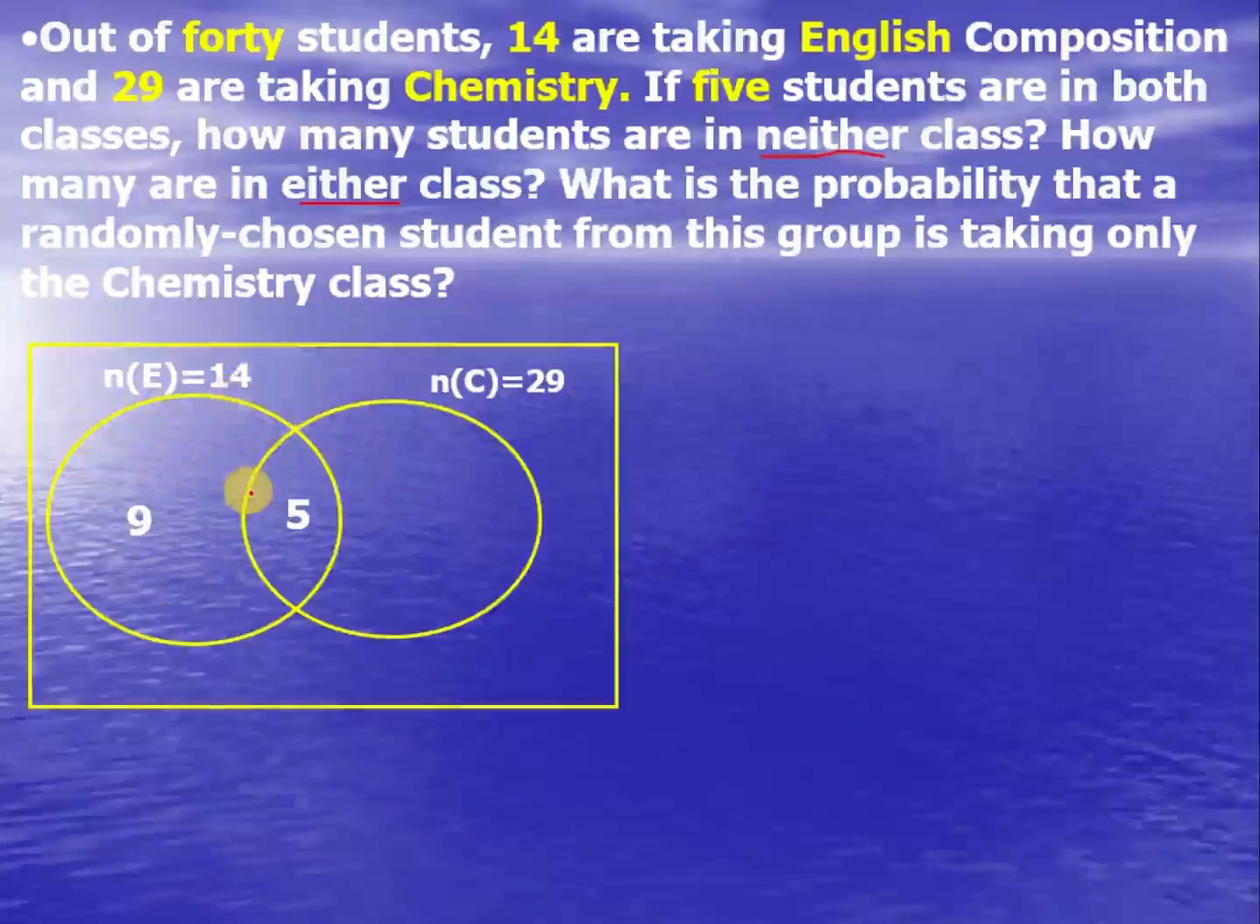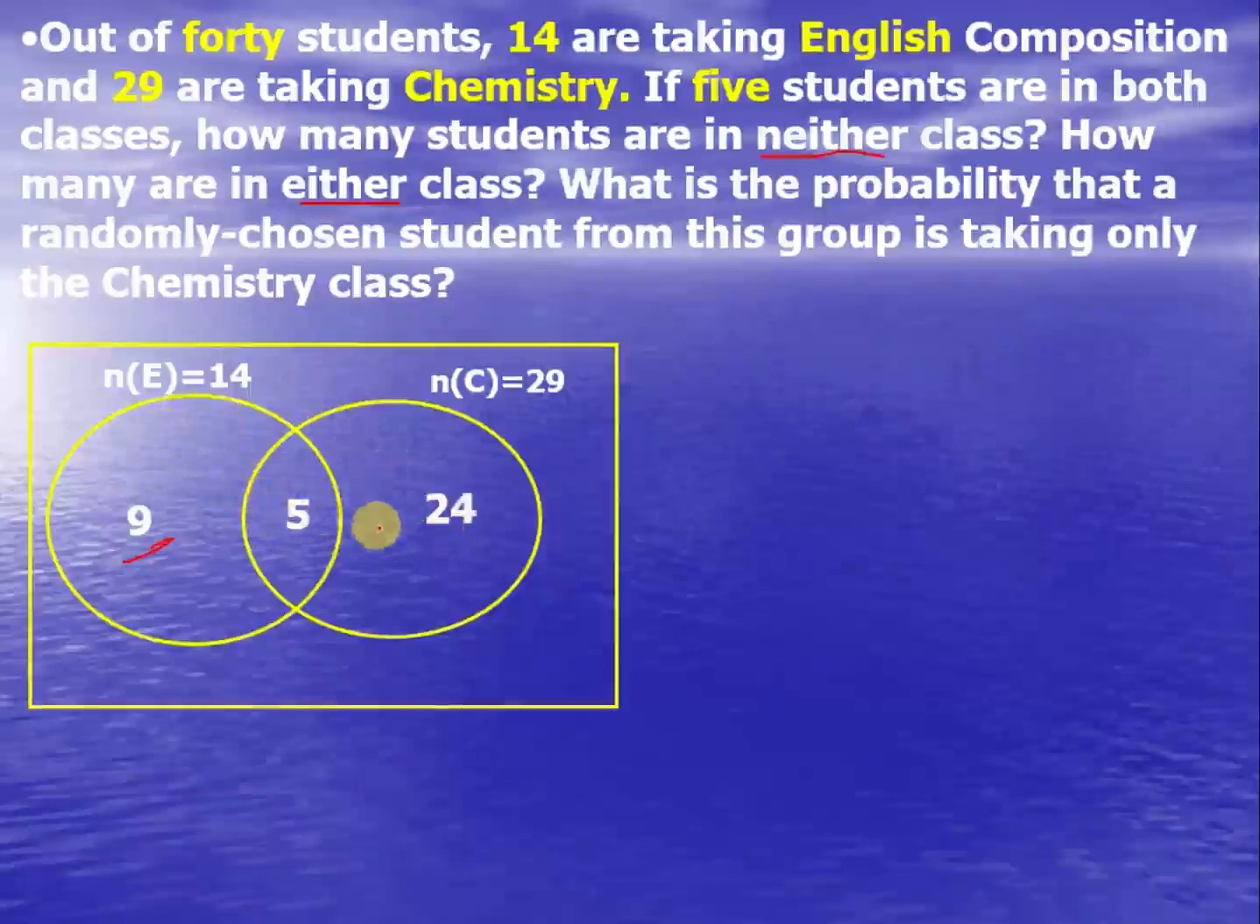So if 5 is already here, then the remaining here is 9. And 9 here means those who are in the English class only. But out of the 14 students, there are 5 students who are in both English and what? Chemistry. So when you combine 9 and 5, you get what? 14. All right? So remember, when you add everything in this circle, you must get 14. Now here too, we have 29 as those taking chemistry. But out of this 29, 5 are doing both. So what is left that are doing only chemistry is what?